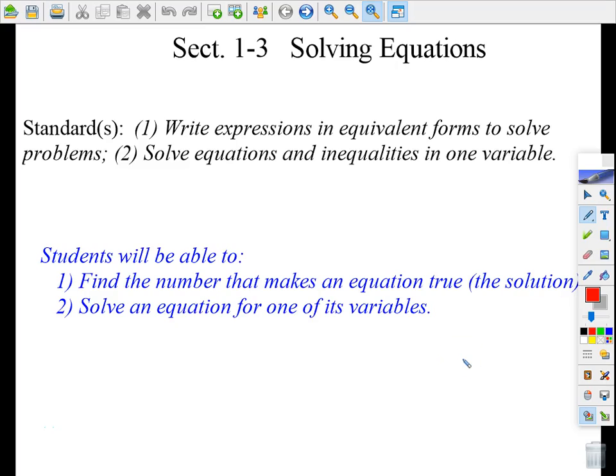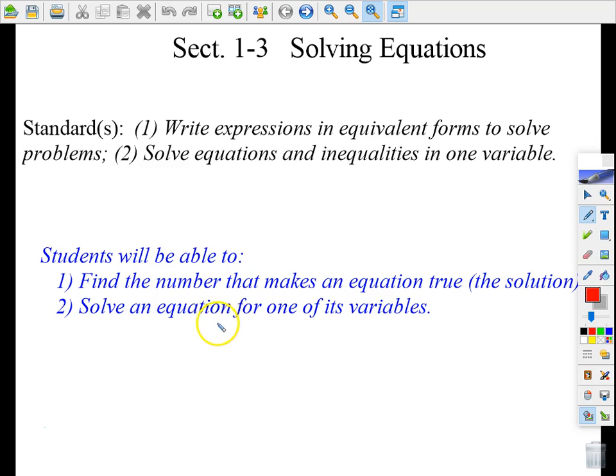The emphasis of today's lesson, section 1.3, is in solving equations, and that's really going to take two different forms. In the beginning of the lesson, we're going to be doing what should be a pretty common procedure. We're going to find the actual number that would plug in for a variable to make the equation true, otherwise known as the solution. And then the second half of the lesson, we're going to take a look at solving equations that are given to us in terms of one variable.